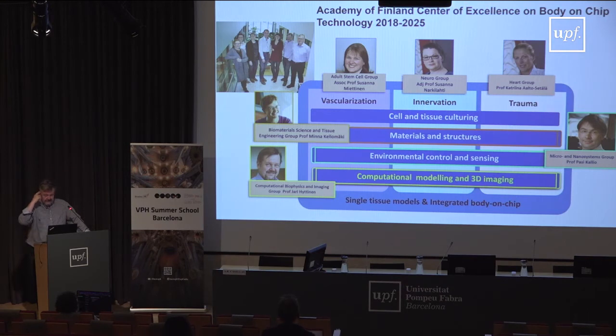And just to give an idea of what we are doing in Tampere, we have these 6 groups working together, so 3 engineering groups, myself, then one from micro nanosystem fluidics, biomaterial, and then we have people from heart and nerves and of adult stem cells that are coming from harvesting different cells from the human body. It's bone marrow or fat.